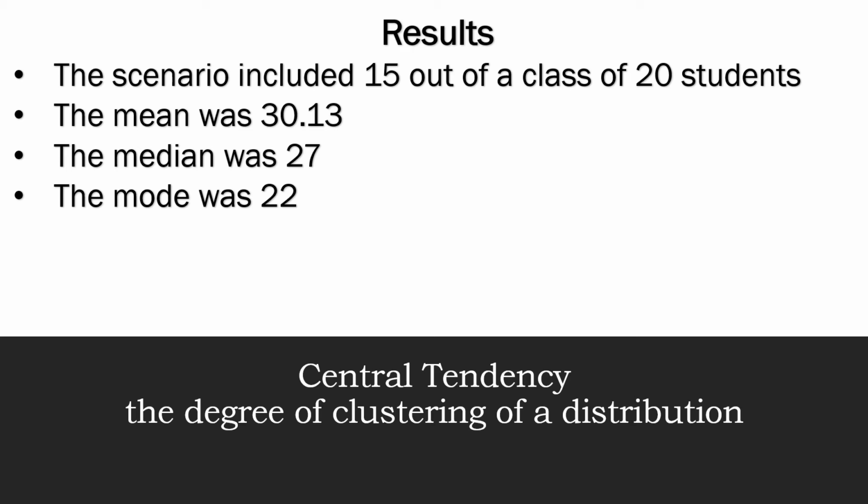The result: the scenario included 15 out of a class of 20 students. So the population was 20, and 15 was the sample. The mean was 30.13. The median was 27. The mode was 22. Central tendency is the degree of clustering of a distribution using the mean, the median, and the mode.